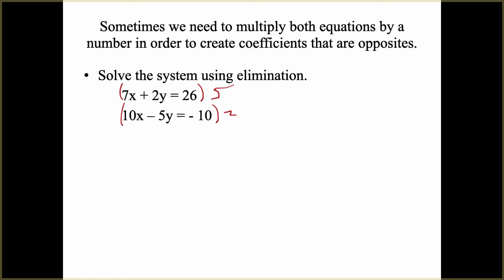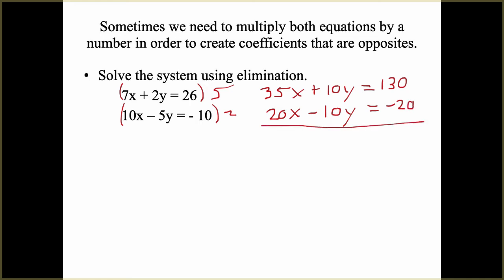5 times 7x is 35x. 5 times 2 is 10y. 5 times 26 is 130. The bottom equation, 2 times 10x is 20x. 2 times -5y is -10y. And 2 times -10 is -20. You'll notice when we did this, we now have opposite coefficients on the y variable. So now we can add these two equations together.